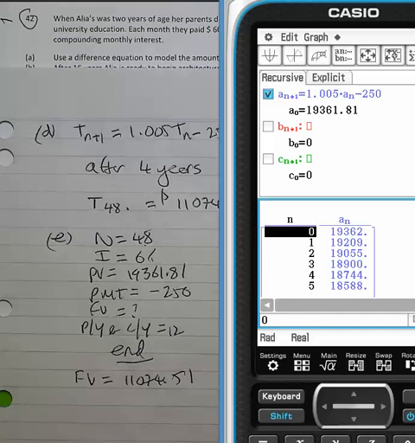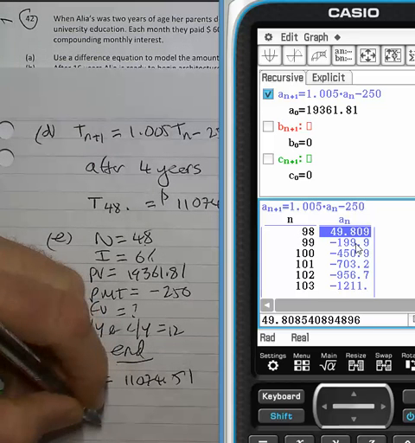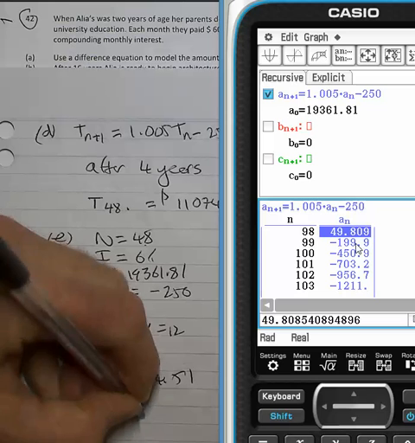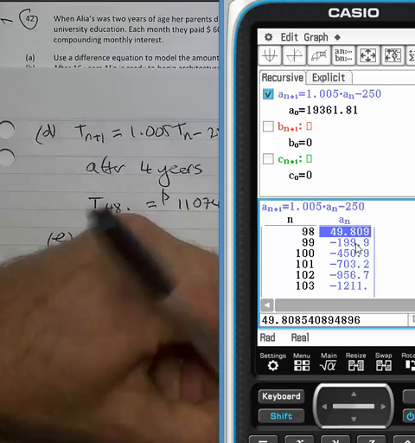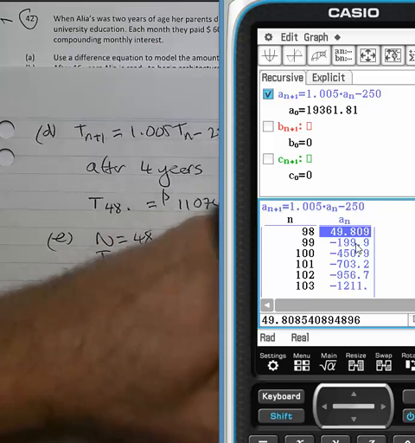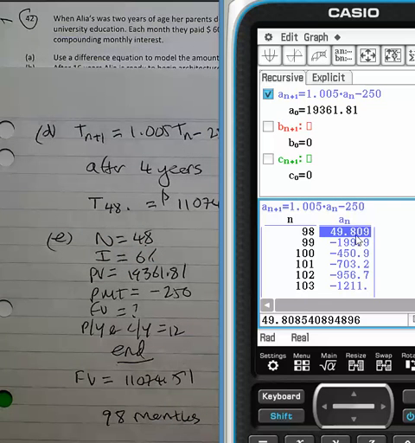Now we want to see how long that will last. So I'll scroll back down. We're back in the negatives by the time we get to 100. So we can see it should last about 98 months, plus a part payment. There'll be a very small payment left between the 98th and the 99th term.